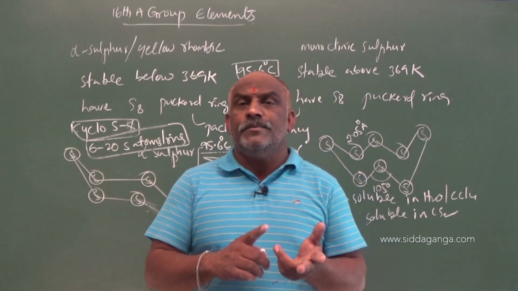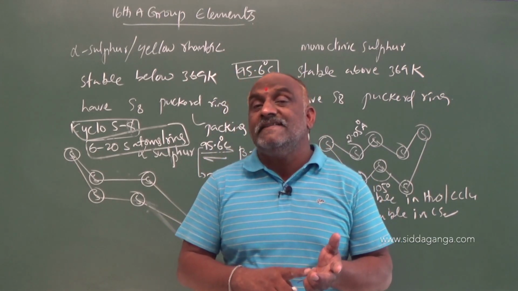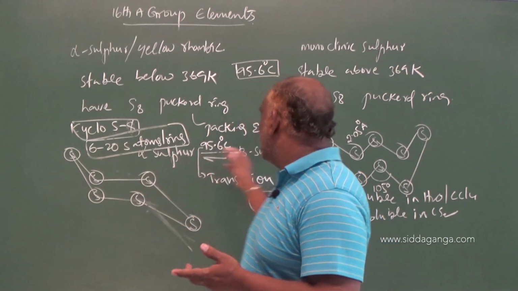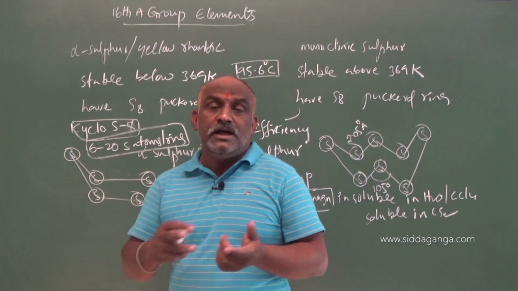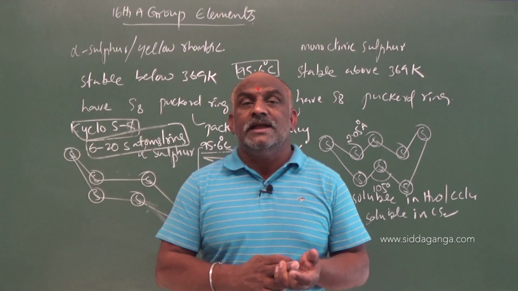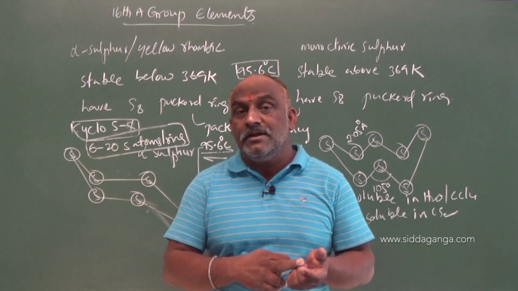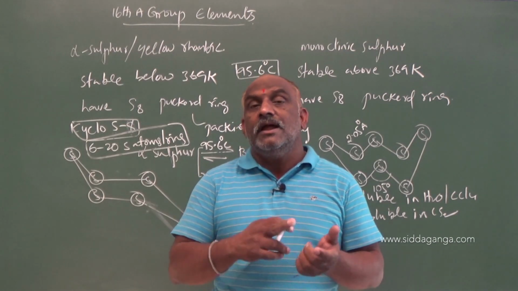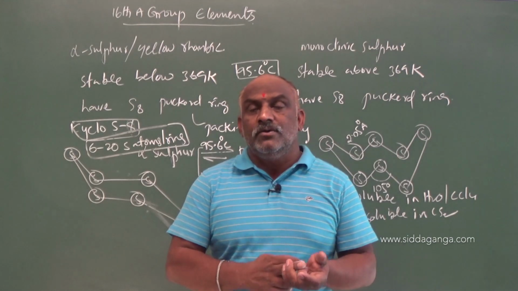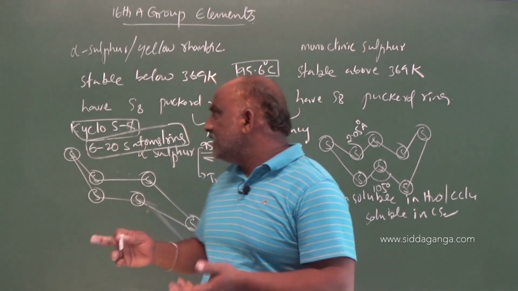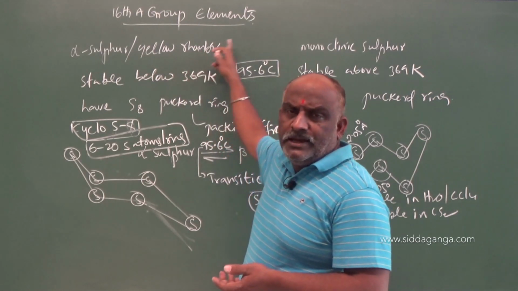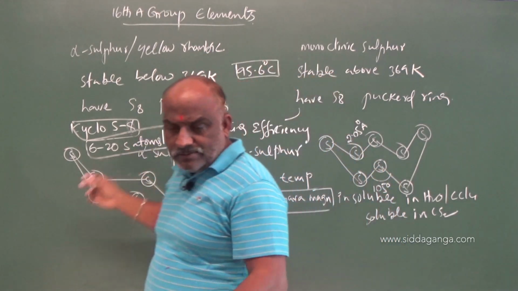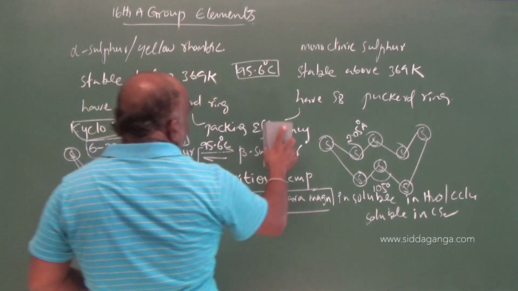Alpha selenium and beta selenium both have Se8 molecules, with puckered ring structures like this. While grey selenium has a hexagonal metallic shape, and grey selenium conducts electricity. That is very important. Grey selenium is the most stable out of alpha selenium and beta selenium. Alpha is nothing but rhombic, beta is monoclinic. Alpha is rhombic, beta is monoclinic. Understood?